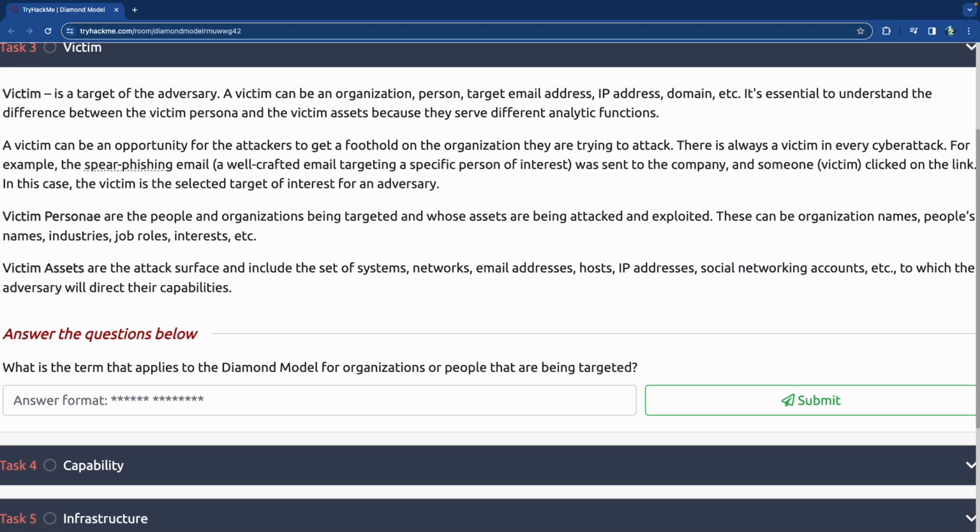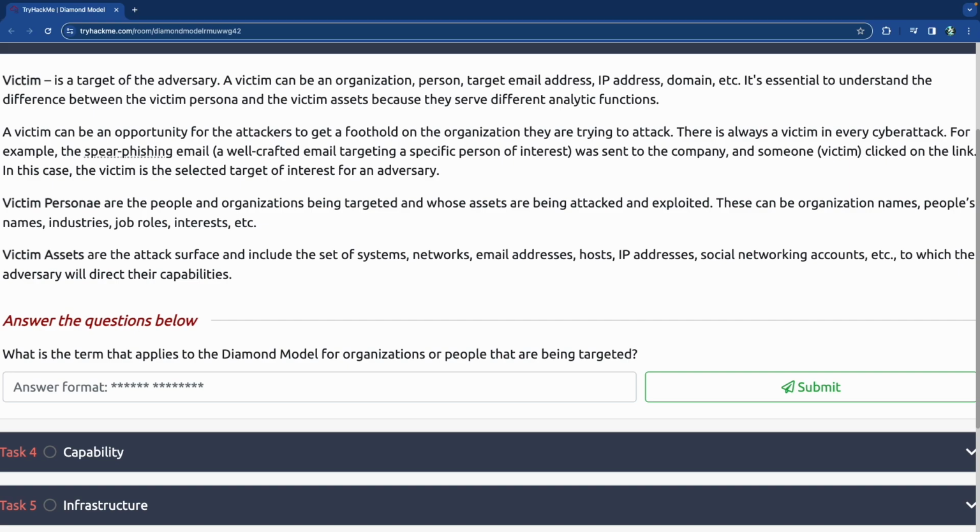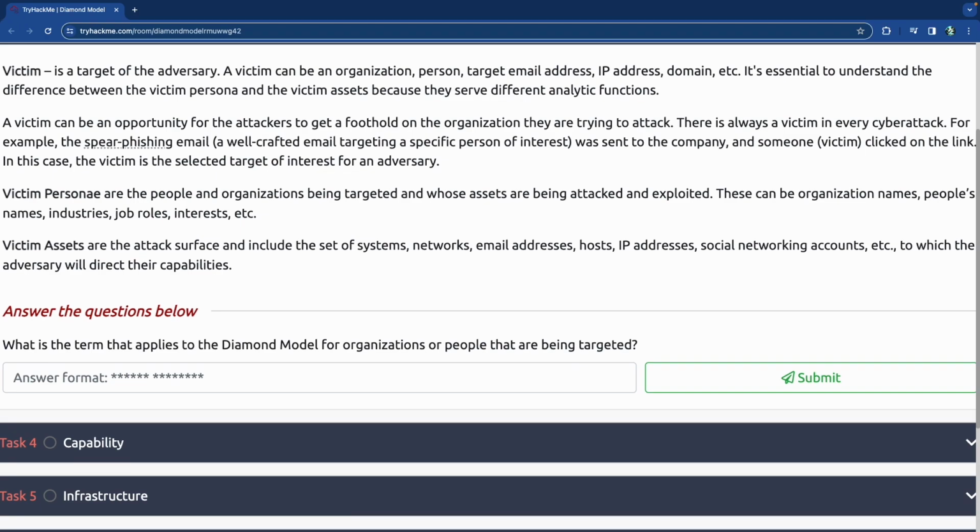Victim personae are the people and organizations being targeted and whose assets are being attacked and exploited. These can be organization names, people's names, industries, job roles, interests, and the assets are the attack surface and include sets of systems, networks, email addresses, hosts, IP addresses, social networking accounts, and pretty much anything that could be attacked that belongs to the persona or the victim themselves, and they will direct their capabilities.